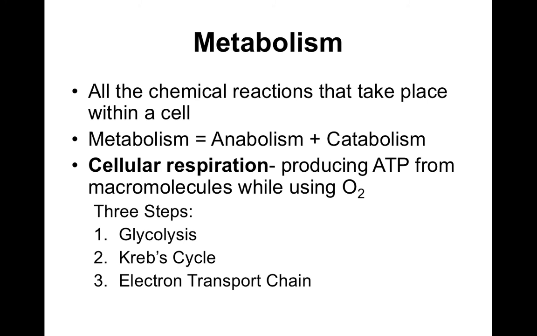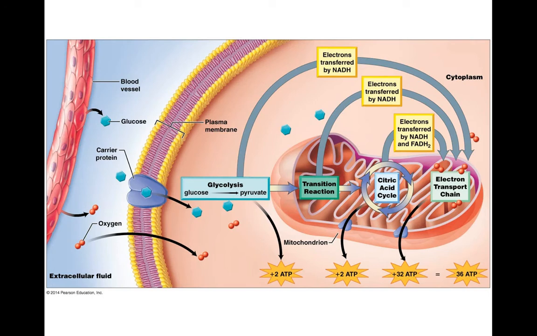So number 1, putting it all together. Here we have the glucose molecule. It moves inward through a carrier protein. In the cytoplasm, the glucose is then, through a series of chemical reactions, broken down into pyruvate. So glucose is a 6-carbon sugar, pyruvate is a 3-carbon sugar. So they basically make 2 3-carbon sugars.